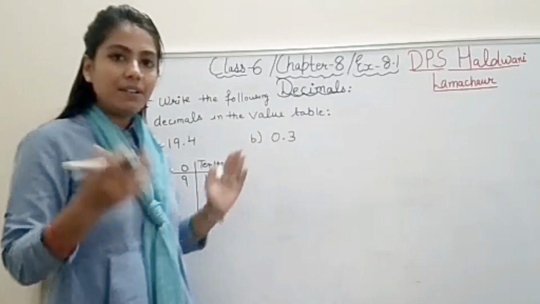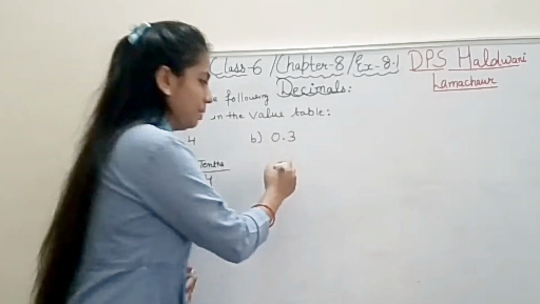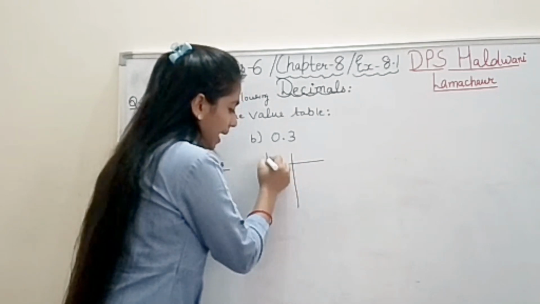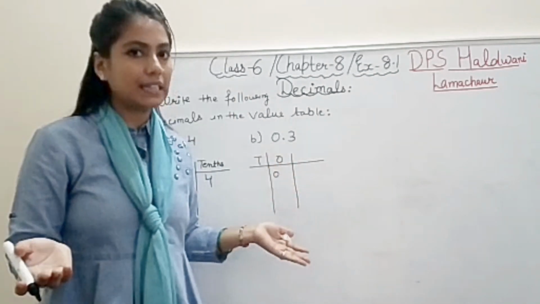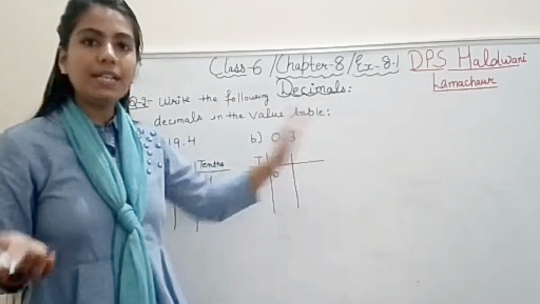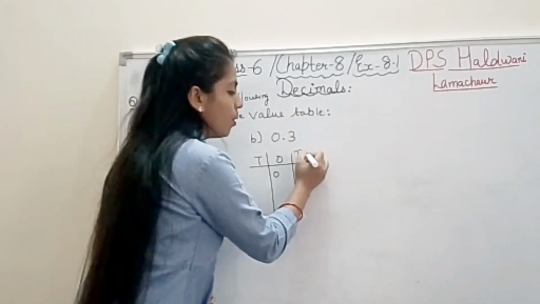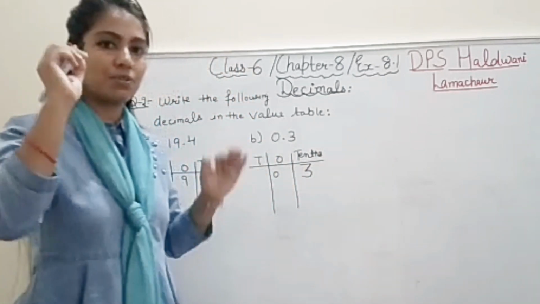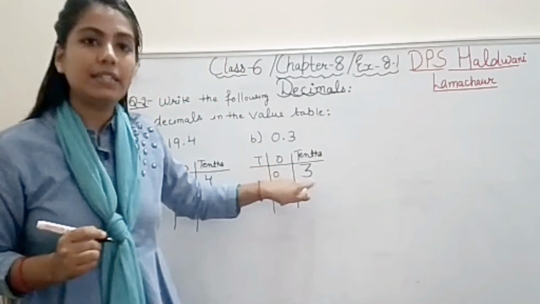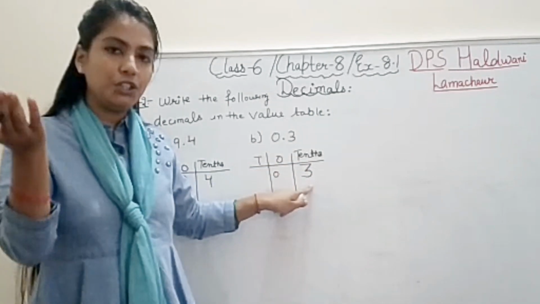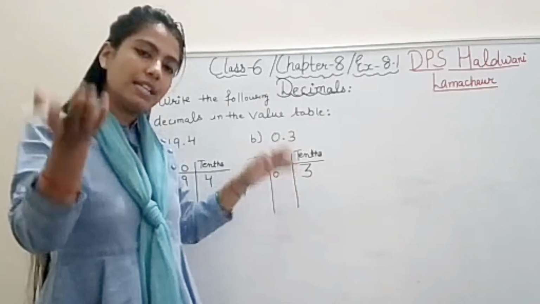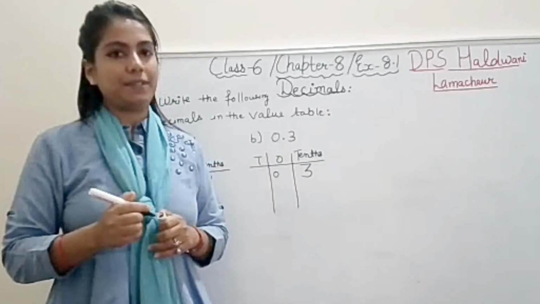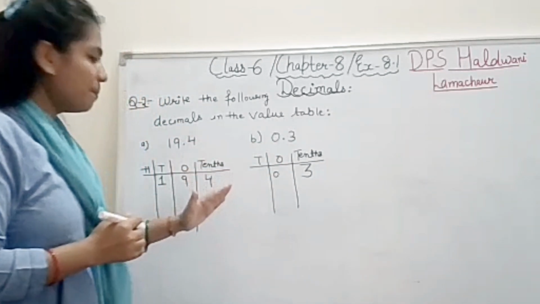Now coming to B part, very simple, 0.3. It means at the ones place we have 0 and at the tens place we have nothing. Okay, so now the decimal part. The decimal part starts from tenths. So under the tenths there would be 3. So the answer is 0.3 because tenths, you know, is where the decimal part starts. So the decimal part starts from where we write down the decimal. Okay, so it's a very simple question.